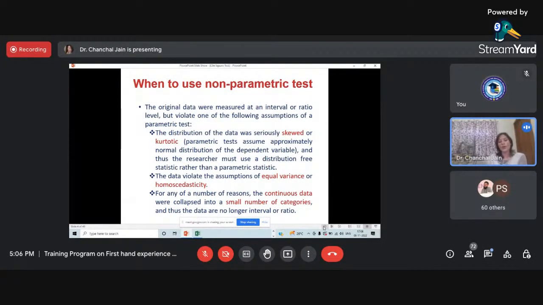If this assumption is violated by the data, again we will go for the non-parametric test. For any further number of reasons, the continuous data may be collapsed into a smaller number of categories. Thus, the data are no longer interval or ratio scale data. That means if the continuous variable has different categories, we will not go for the parametric test, and we will select the non-parametric test. For example, maybe you have heard about factor analysis, and many of you have also applied factor analysis.